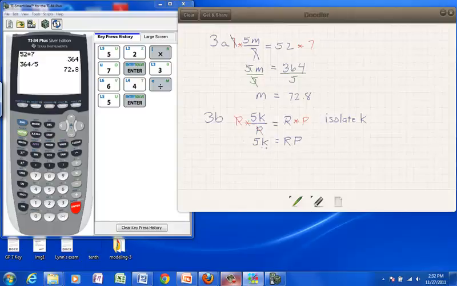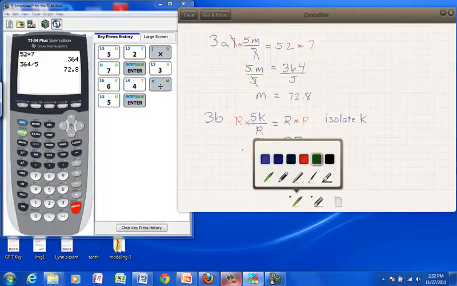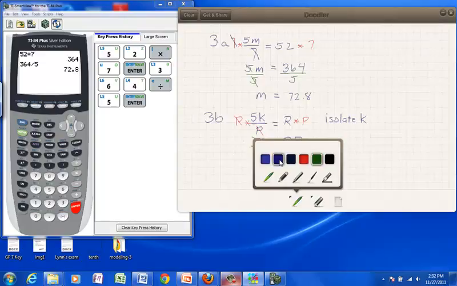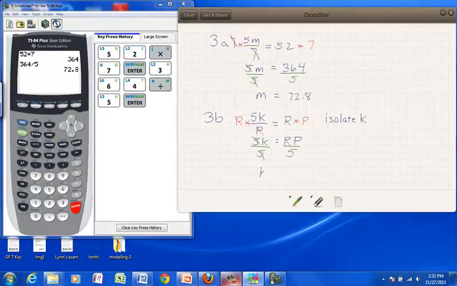And I still want to isolate k, so I'd like to eliminate the 5. Since it's 5 times k, I'm going to divide by 5. Whatever we do to one side, we'll do to the other side. Here the 5's will cancel. And k is equal to rp divided by 5. Notice how the steps for 3a and 3b were really quite similar. Multiplying through by the denominator, and then dividing by the coefficient.